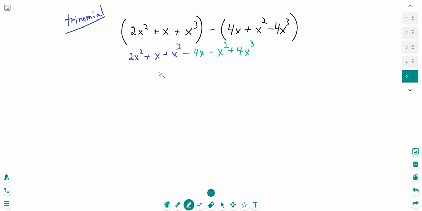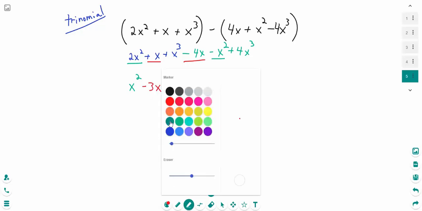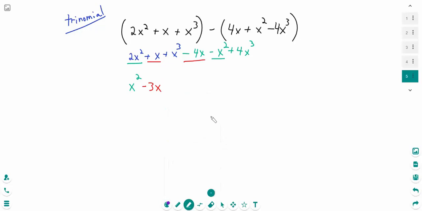All right, that being done, we can add. So we look for like terms. I have a 2x squared and a negative x squared. That can be combined, and that'll give us an x squared. And then I've got, what else? I've got a positive x, and I've got a negative 4x. That's going to give me a negative 3x. And then I've got a positive x to the third, and we have a positive 4x to the third. So those can combine, and we're going to end up with positive 5x to the third.